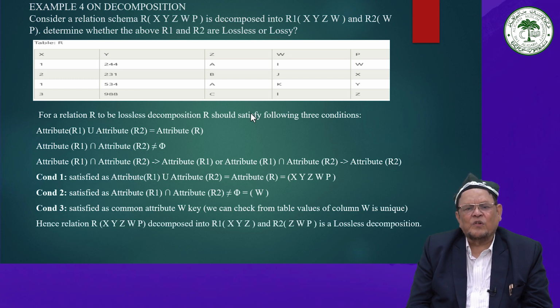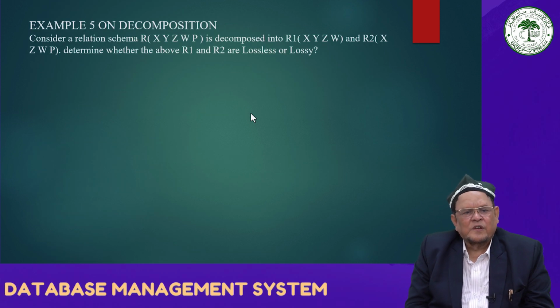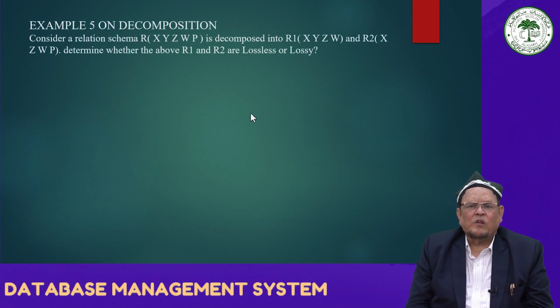So here in the table you can say W, I, J, K, 1, Z. So it is unique. Hence we can say that the decomposition R1 and R2 is a lossless decomposition. In the last example for decomposition, I have taken one that will be very clear, I hope.